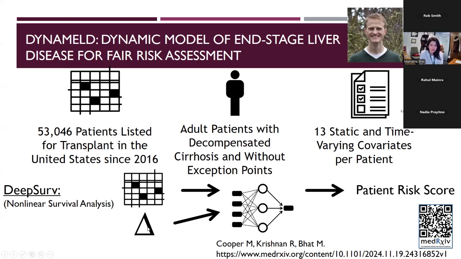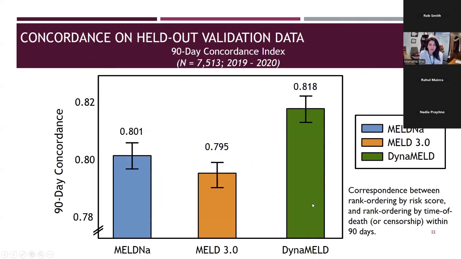Additionally, what he added was a rate of change, so both the velocity and the acceleration at each time point on the wait list. The velocity and acceleration were also added on as features to this particular model. When we looked at the performance of our model, which we called DynaMELD, it actually performed significantly better than both the MELD sodium and MELD 3.0 when we looked at the rank ordering of patients by their risk of death or dropout on the wait list.